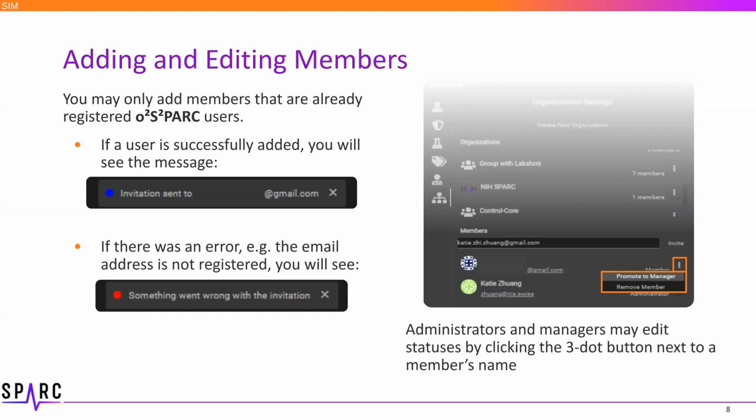Now, on the picture on the right, you can see that after you have added a user, you can edit their permissions. So with clicking on the three-dot button next to that user's name, you can choose different options. When you create an organization, you're going to be automatically by default an administrator, which means that you can promote them to managers, remove them. You can also delete that organization.